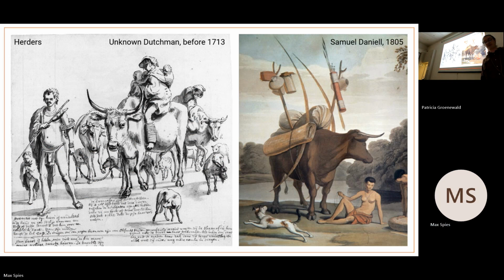Later, also around this time, 2000 BP, with the introduction of domesticated livestock, we see certain groups of people starting to herd cattle, sheep, and goats, and relying less on marine foods than in the past. These are two contemporary depictions of people using cattle for transport. The one on the left is by an unknown Dutchman who visited the Cape before 1713. It's a great little sketch. On the right is one by Samuel Daniel from 1805. It has a much more European artistic style, but is still an accurate depiction of using cattle for transport.